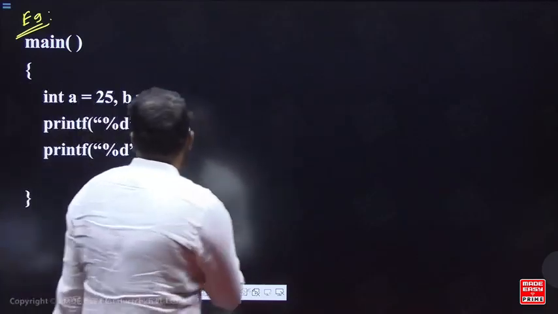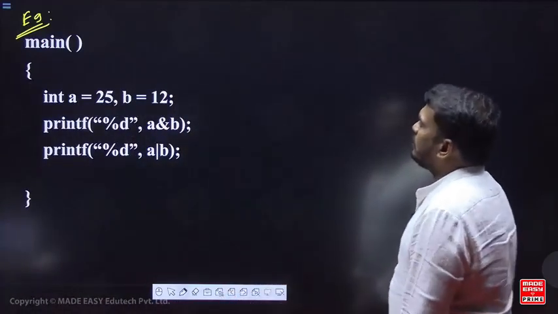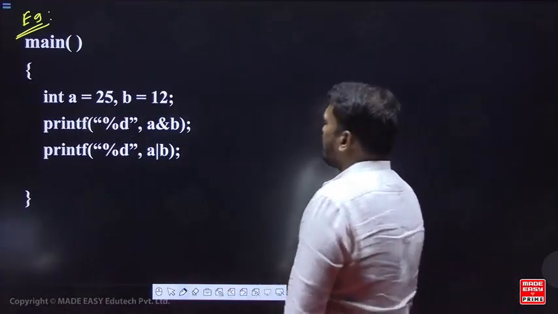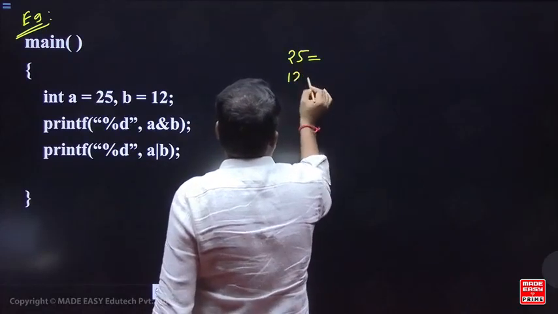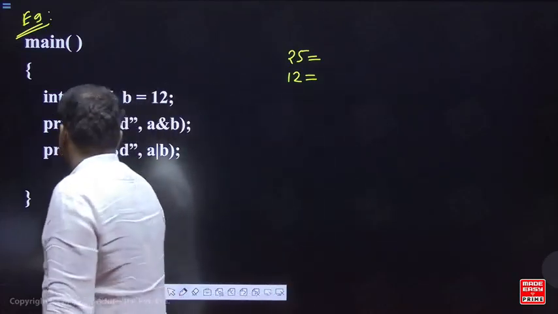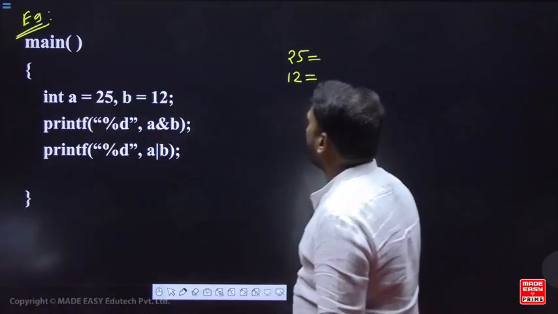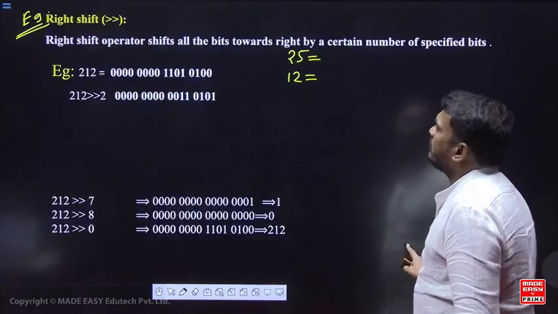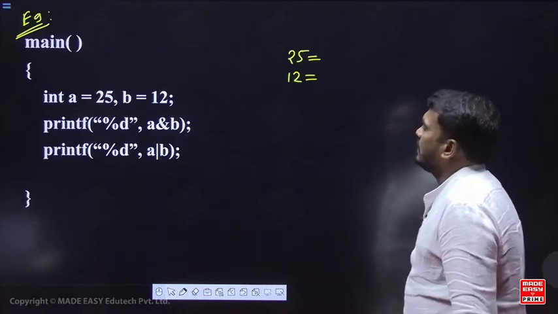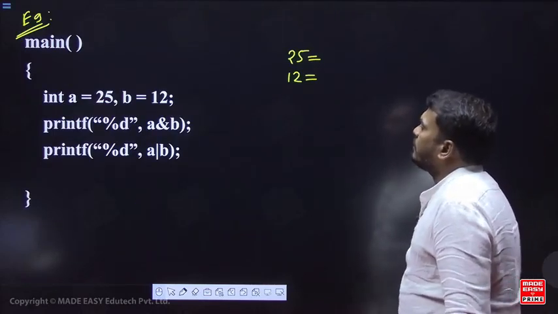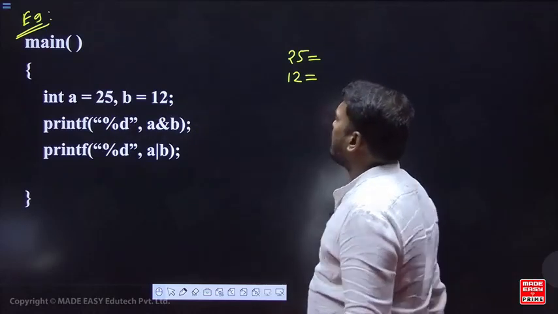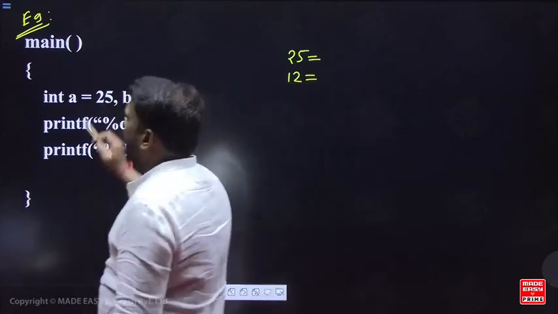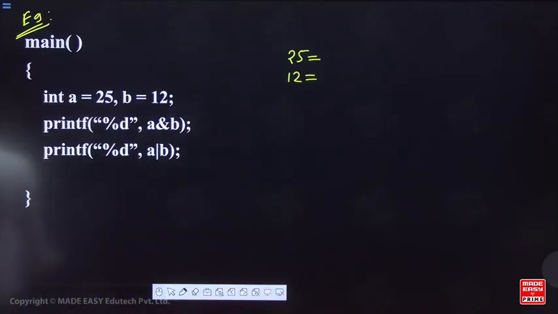Right. Okay, so you can copy this example. Integer a equal to 25 and b equal to 12. So just find out, a value is 25. 25 का binary निकालो और 12 का binary निकालो. Find out what is the binary value of 25 and the binary value of 12. एक एक बिट को क्या करेगा? AND करेगा. एक एक बिट को क्या करेगा? OR करेगा. सो 25 का बाइनरी निकालना आता है ना सबको? Everyone knows how to find out binary value of 25.